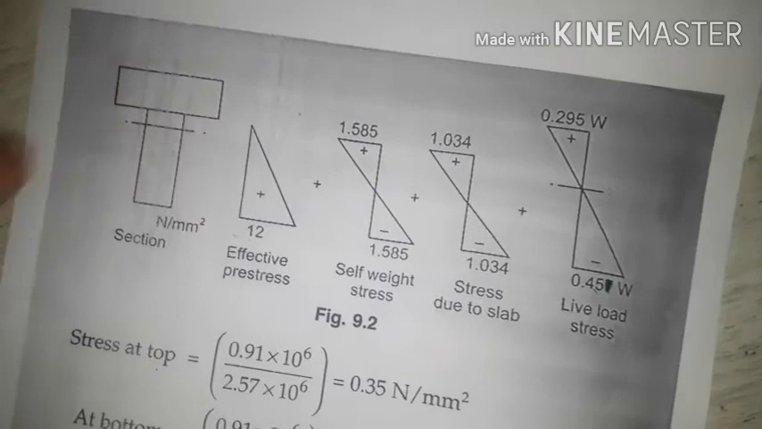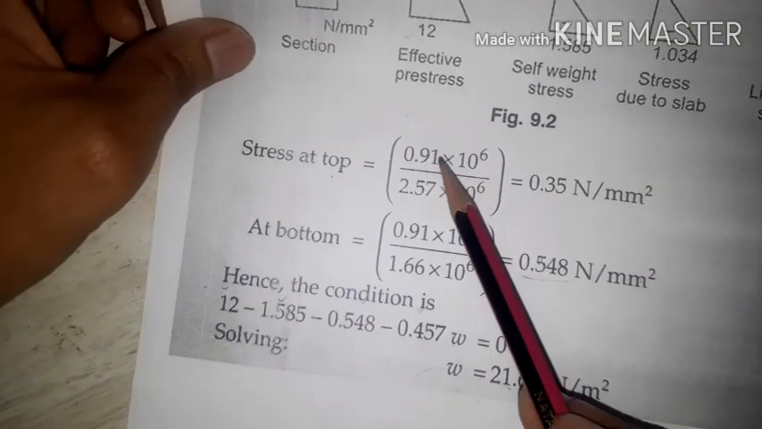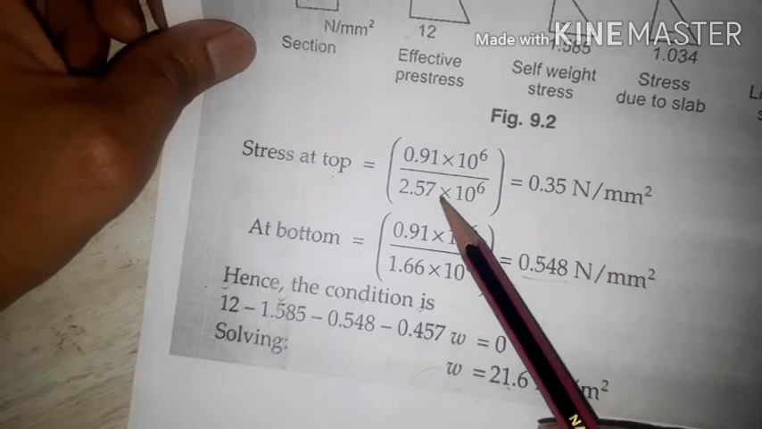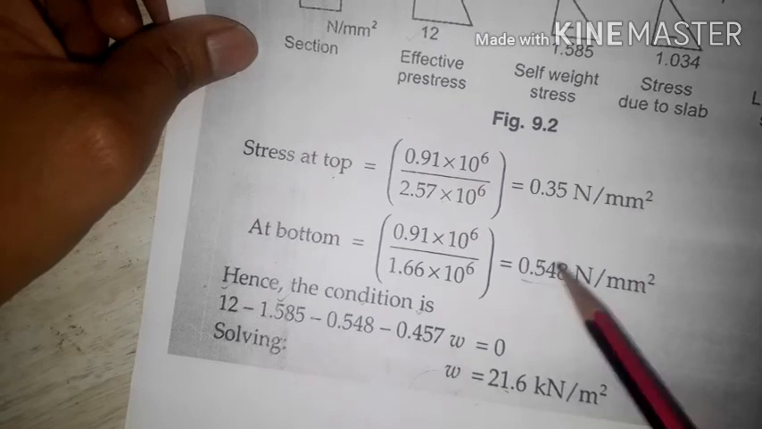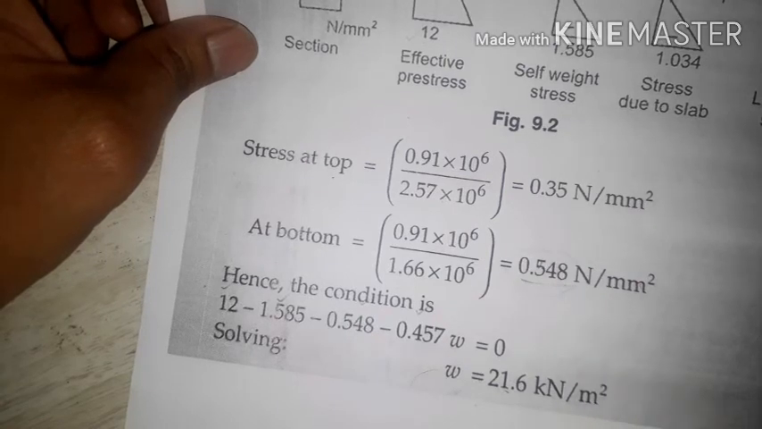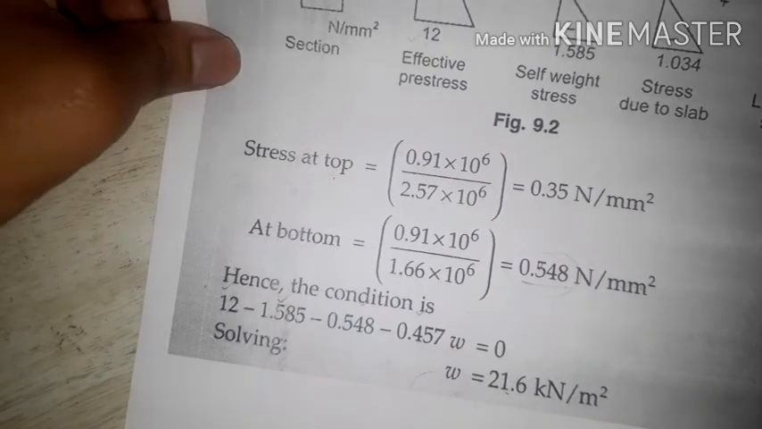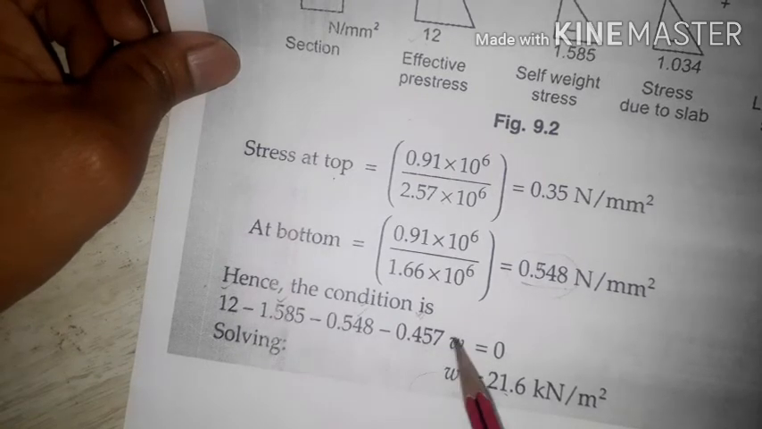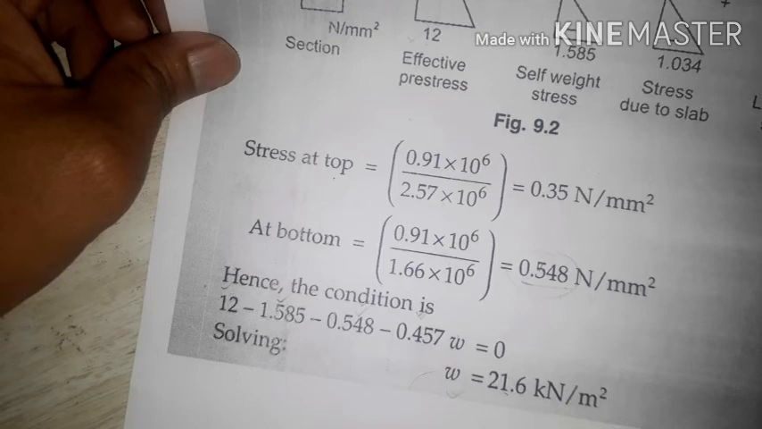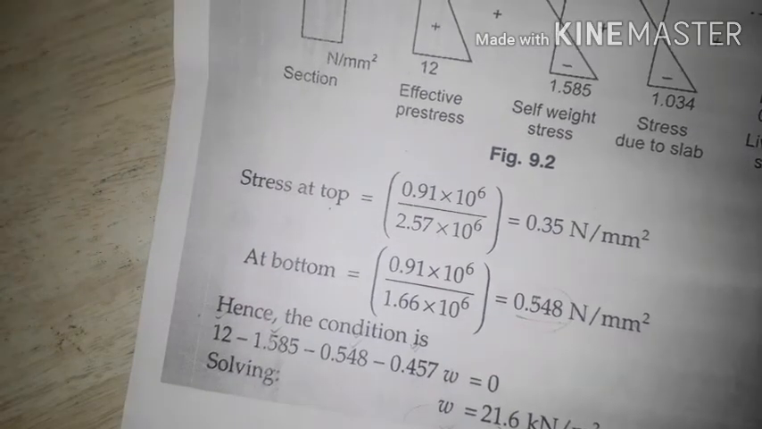You can find out here that it is m by z, again m by z, that is zt and zb. So by this again you have to utilize the same, but you have to change this for the proper condition. You have to change this here. So by equating all these things, we will get W as 21.6 kilonewton per meter square.